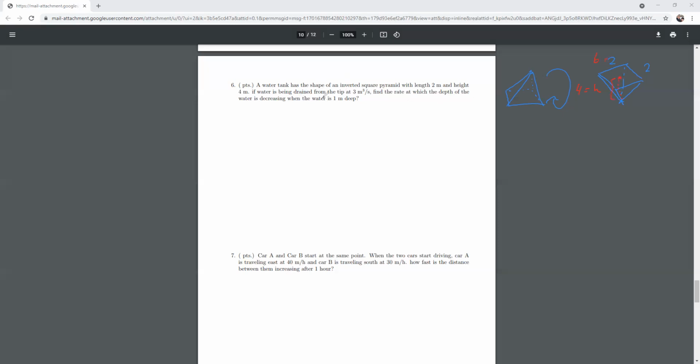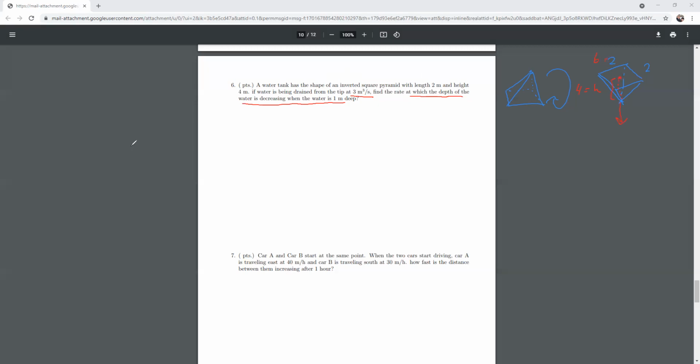Then they tell us if the water is being drained from the tip, so I presume right here, water's coming out. And they tell us the rate at which it does it. Find the rate at which the depth of the water is decreasing when the water is 1 meter deep. Okay, so that's a lot to take in. Let's start with some variables.